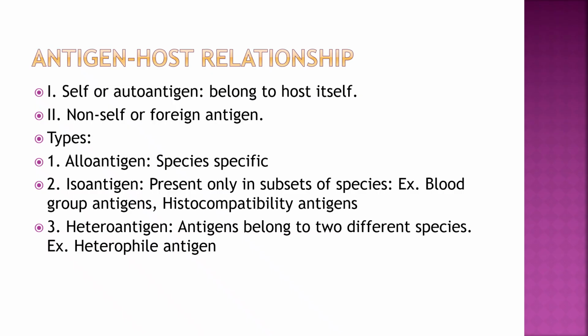Then they are again of different types. First is alloantigen, a species-specific antigen, present in a species. Then isoantigen is present only in a subset of the species. Examples are blood group antigen and histocompatibility antigen. So they are called isoantigen. Then heteroantigen: antigens belonging to two different species. An example is heterophile antigen.